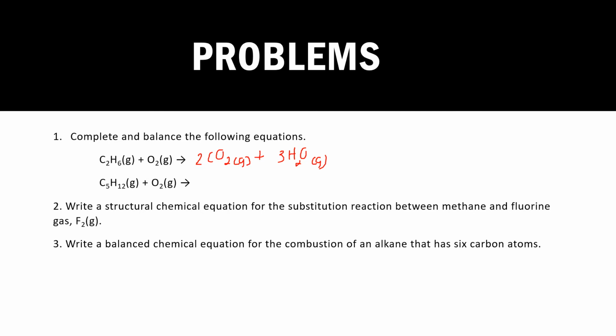So 7, therefore 7 over 2. Then what we can do, we can multiply everything by 2, because we need to get rid of this 2 here. So we multiply by 2.